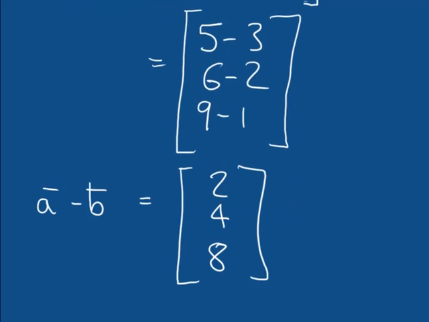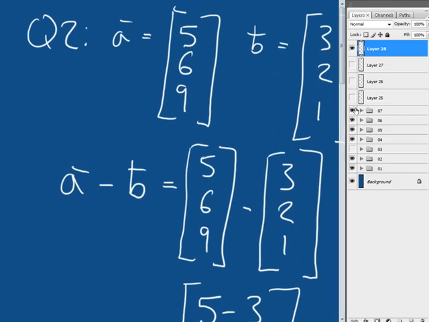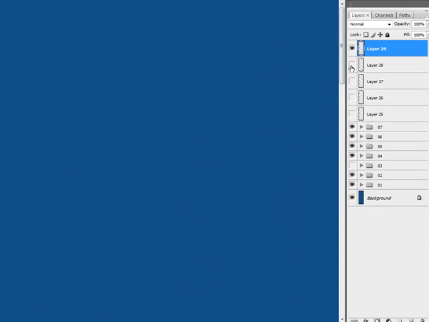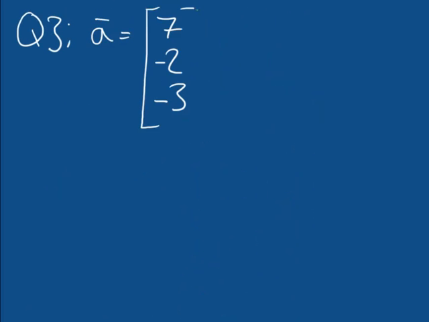Fantastic. So I'm going to set one last question. So question 3. And this question is going to give you 4 different vectors. So vector A, which I'm going to say is 7, minus 2, and let's say minus 3.